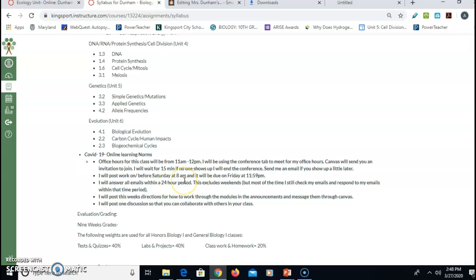I'm going to post assignments each week at 8 a.m. and they're going to be due on Friday at 11 p.m. I will answer all emails within a 24-hour period, but I will probably answer them sooner than that. And I will post this week's directions for how to work through the modules in the announcements and message them through Canvas.